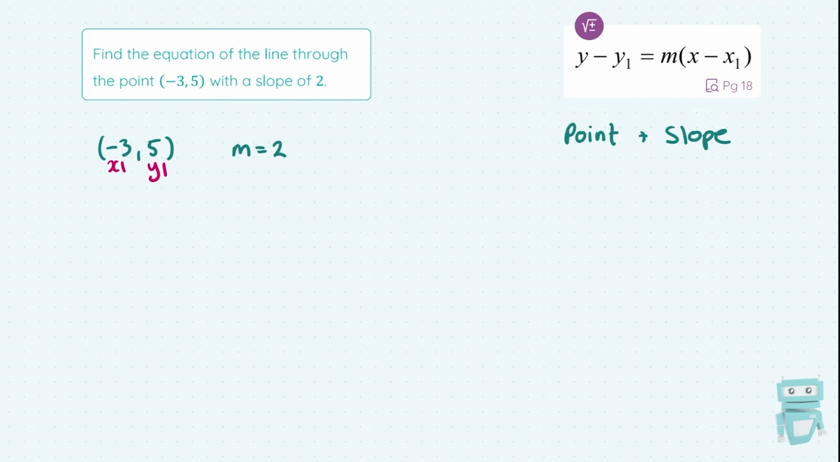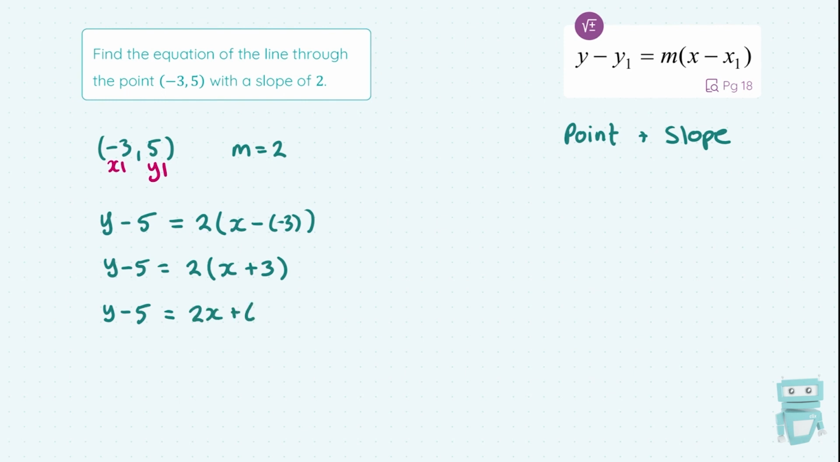So watch what I mean here. I'm going to have y minus y1, so it's y minus 5 equals m, which is 2, bracket, x minus x1, and it's minus 3 in brackets. Now I'm going to tidy up that bracket on the right hand side. So I get y minus 5 equals 2 bracket x, and I have minus 3, which just becomes a plus 3. And then I'm going to multiply the bracket out on the right. So I get y minus 5 equals 2x plus 6.